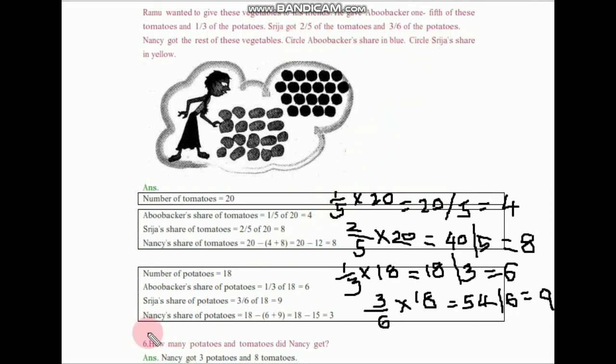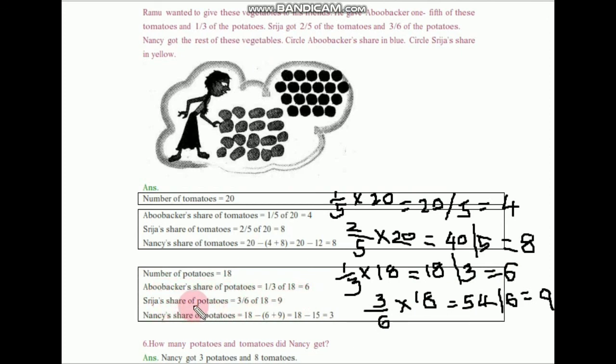So here we can calculate Abu Baker's share of potatoes, which is equal to 1/3 of 18. So 1/3 into 18. 18 ones are 18 and divide by 3. So 3 sixes are 18. If we divide 18 by 3, we will get 6. So Abu Baker's share of potatoes is equal to 6.